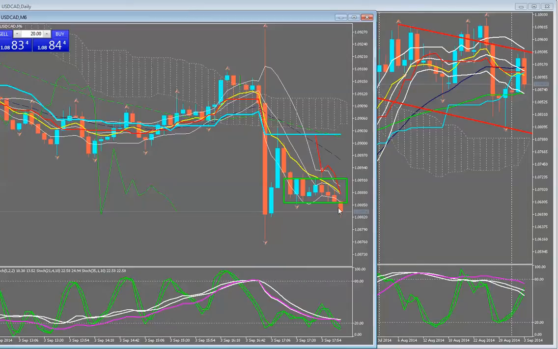On the dollar CAD, we have broken to the short. I will enter on the retest of this particular line, which is at 108.85.